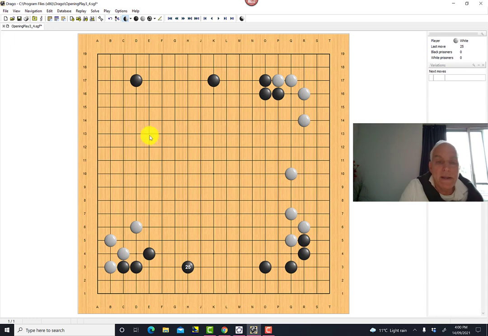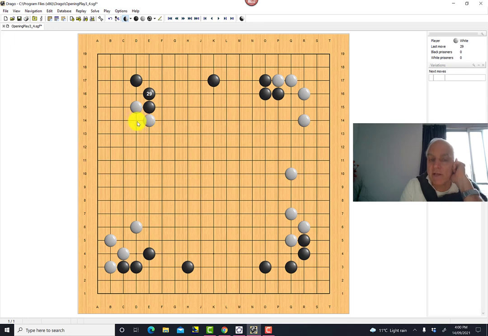Okay, I'm going to show you one other thing. Let's have a look at this. What might black do? It's a different response to this high approach move. We're going to try an attachment on this side this time. This is not unreasonable because in this game black already has a strong position on the side. So black wouldn't mind creating a larger framework. Okay, so white might pull back there and black would pull back, connecting with this stone here.